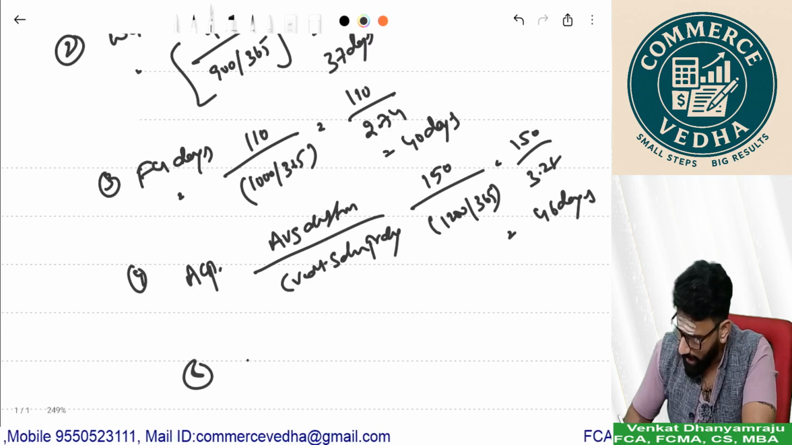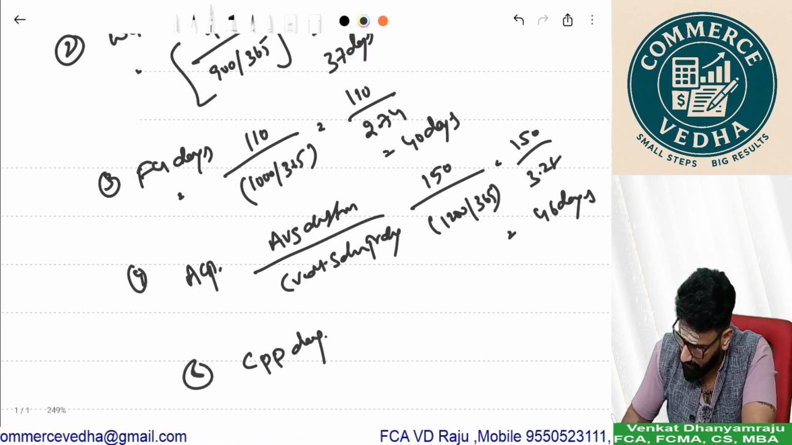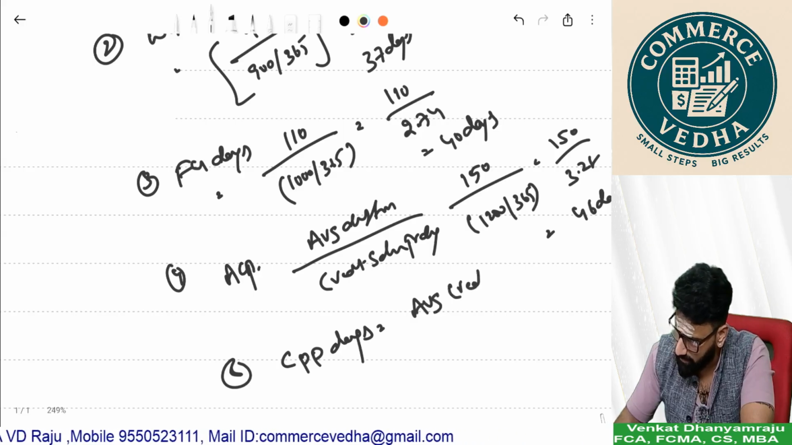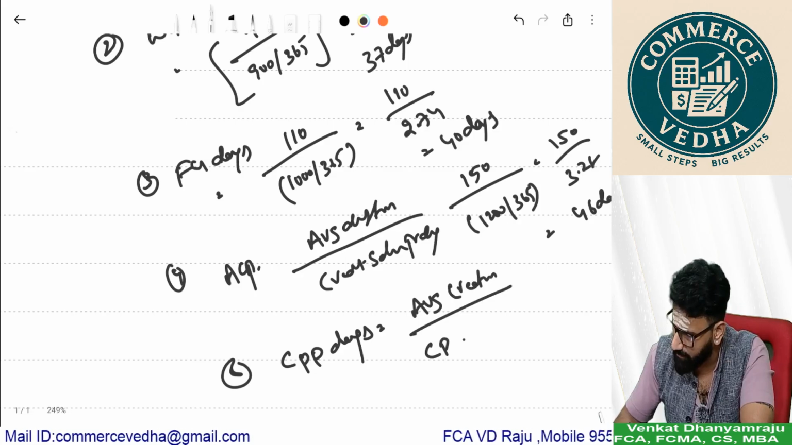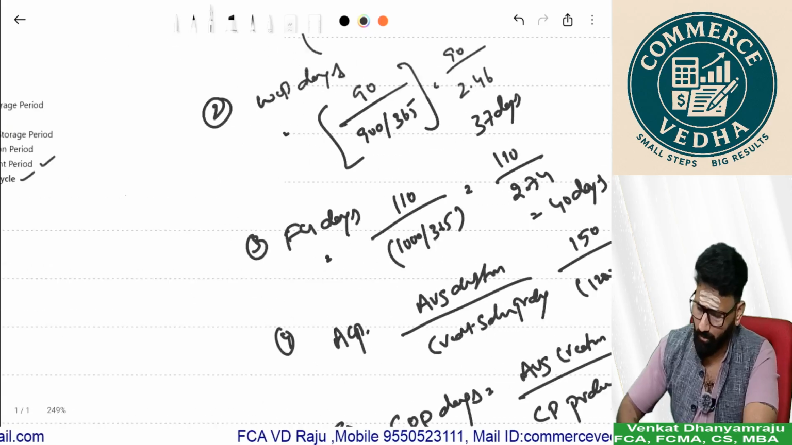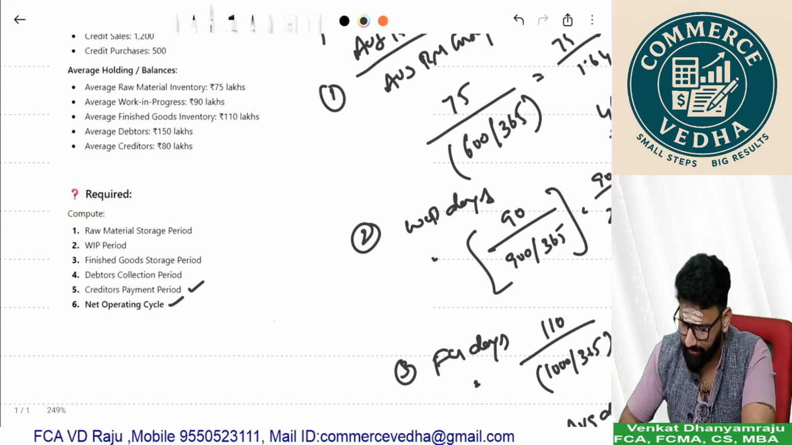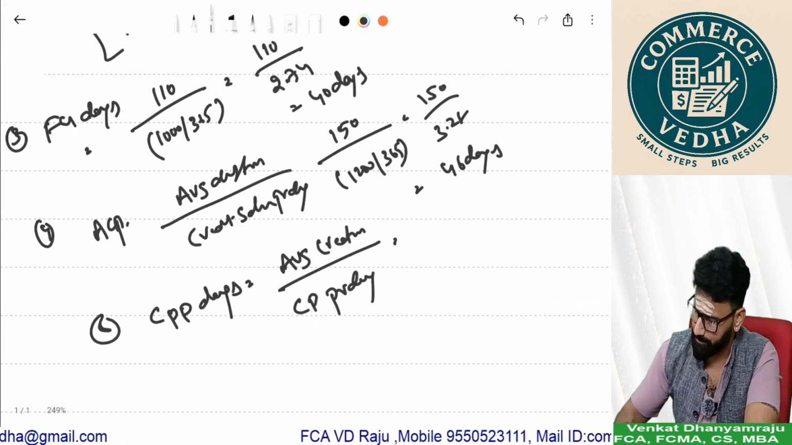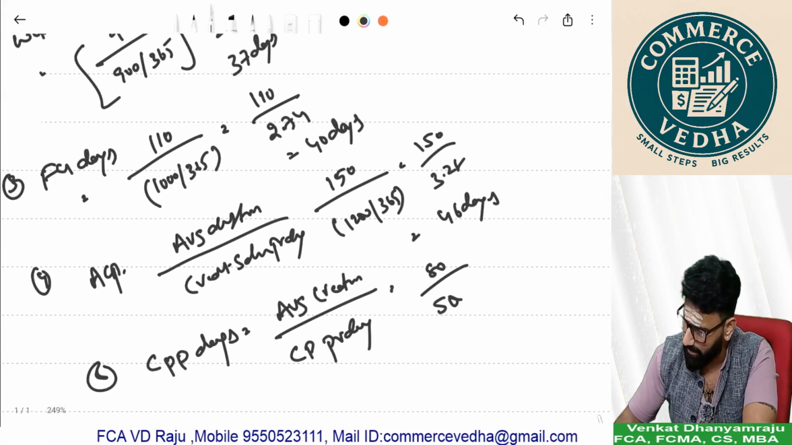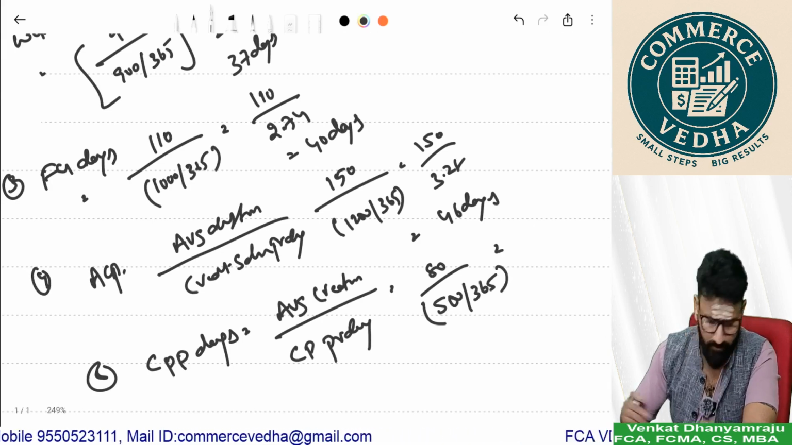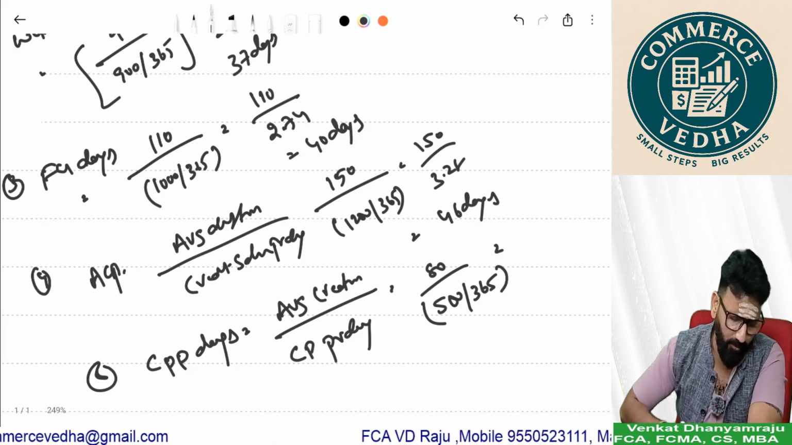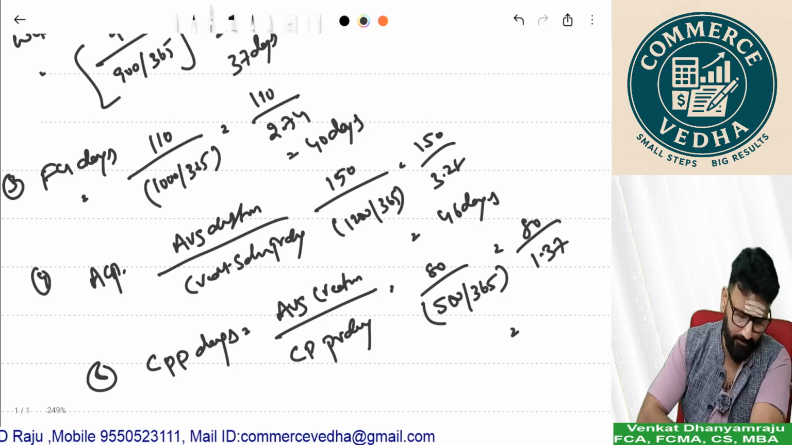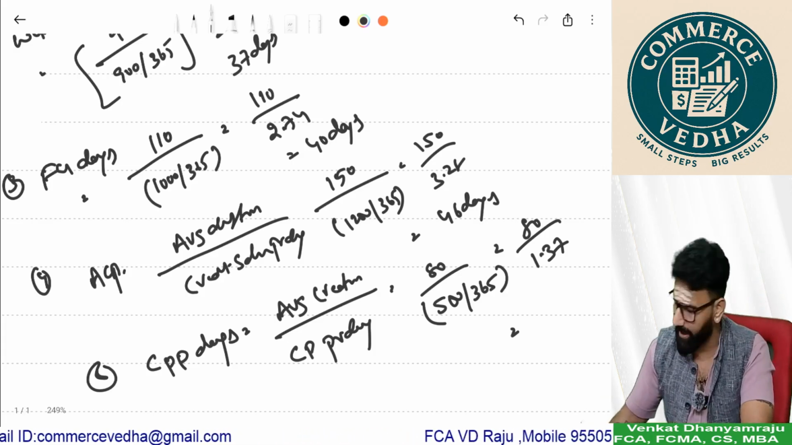And finally, creditors payment period days. For creditors payment period, you should know average creditors divided by credit purchases per day. So your average creditors is 80 lakhs and your credit purchases per day is 500 by 365. 500 by 365 is 1.37. 80 by 1.37, you'll get 58 days.